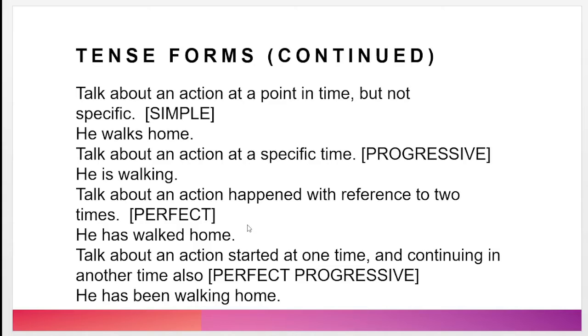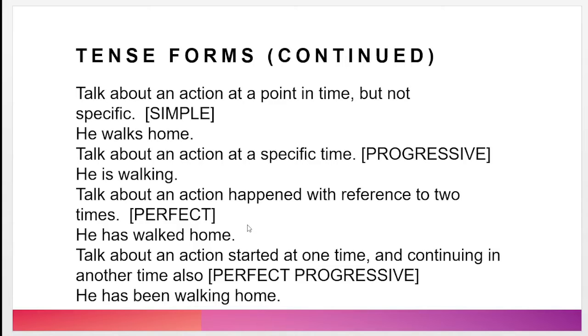not specifying what exact time it is. You can usually talk about habits using the simple tense. If you want to specify the time in which the action happens, you usually use the progressive tense.